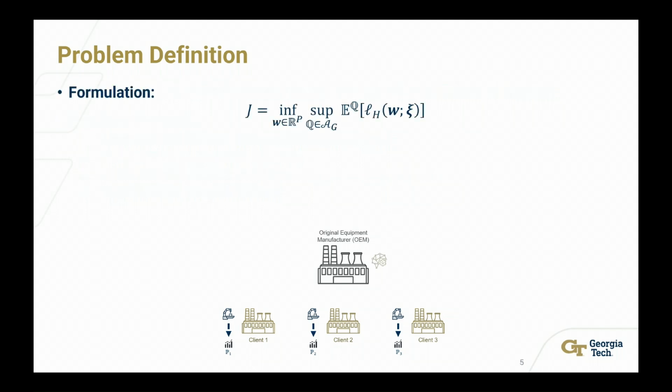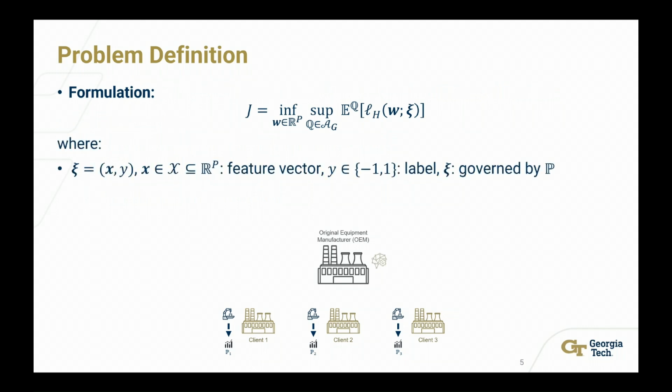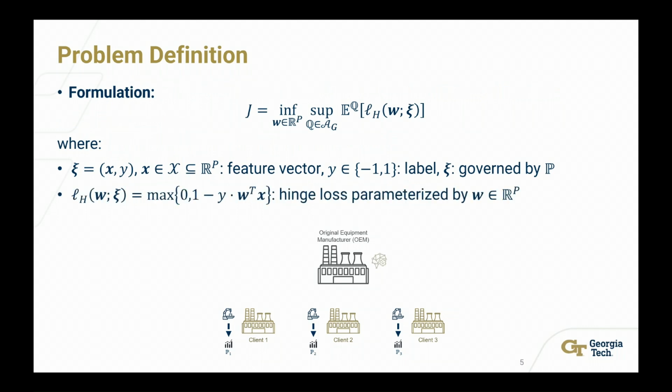Mathematically, our model takes the following form, where psi is a random variable governed by a true and unknown distribution p, and is a tuple of the feature vector and the label. We consider the hinge loss function associated with the SVM, and we denote the ambiguity set by A sub g. This ambiguity set is a key ingredient in our problem, as it is typically defined as a single ball of distributions centered at the empirical distribution of the training data. But this form is unnatural for the kind of distributed problem that we consider here in this work.